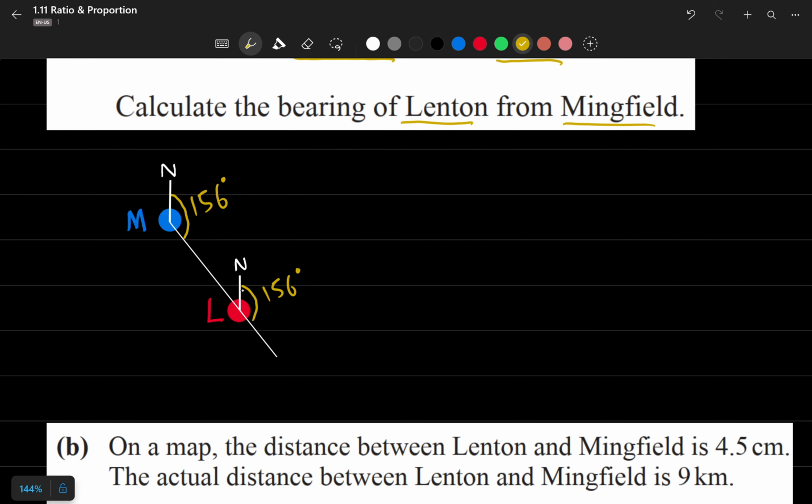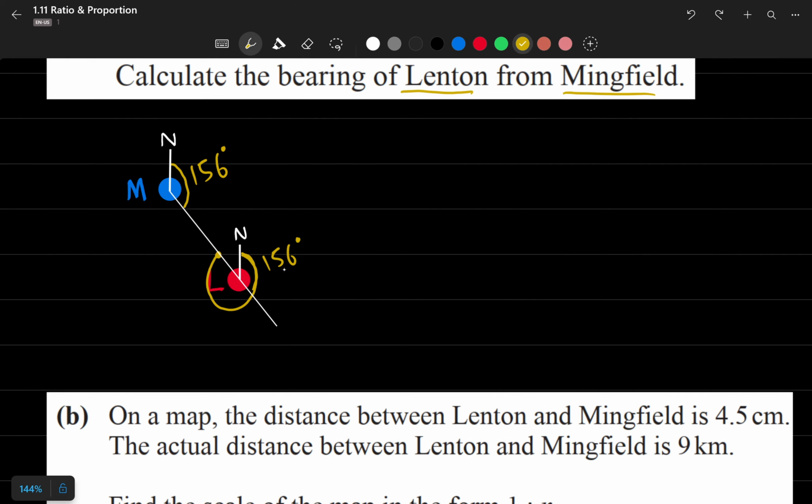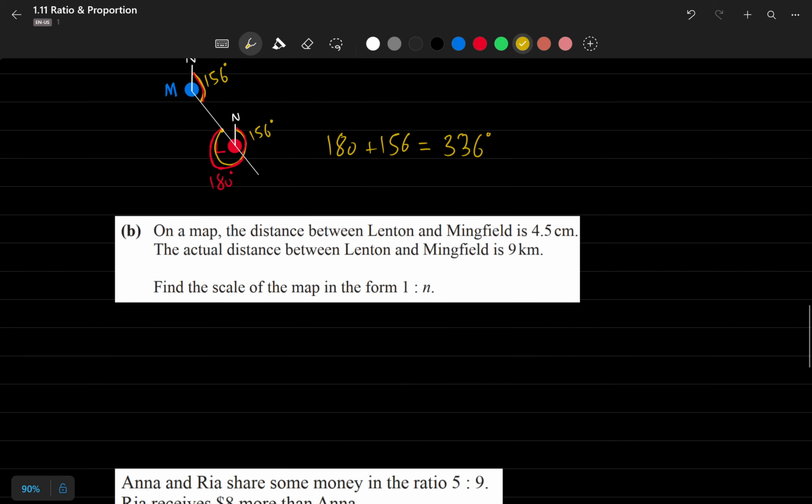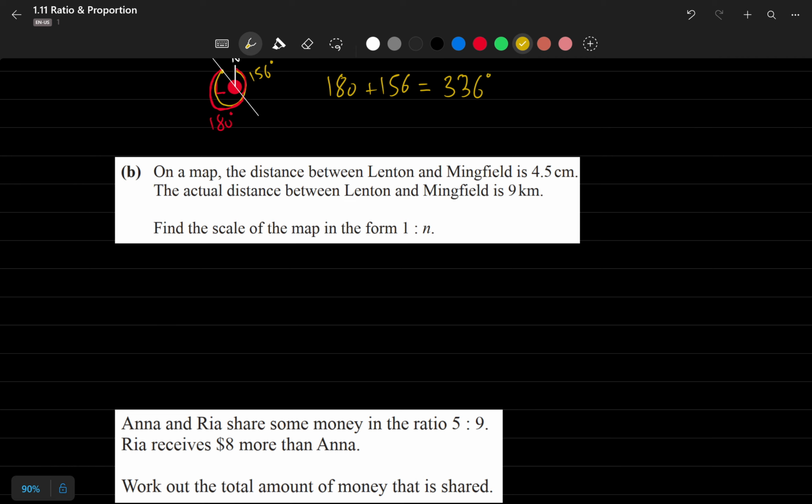156 degrees. Now we just have to find this total angle up till here, because this is the line which meets M. As we know this is 156, this is also 156, and this is a half line segment which is equal to 180 degrees. So the final answer will be 180 plus 156, which gives you the final answer of 336 degrees.